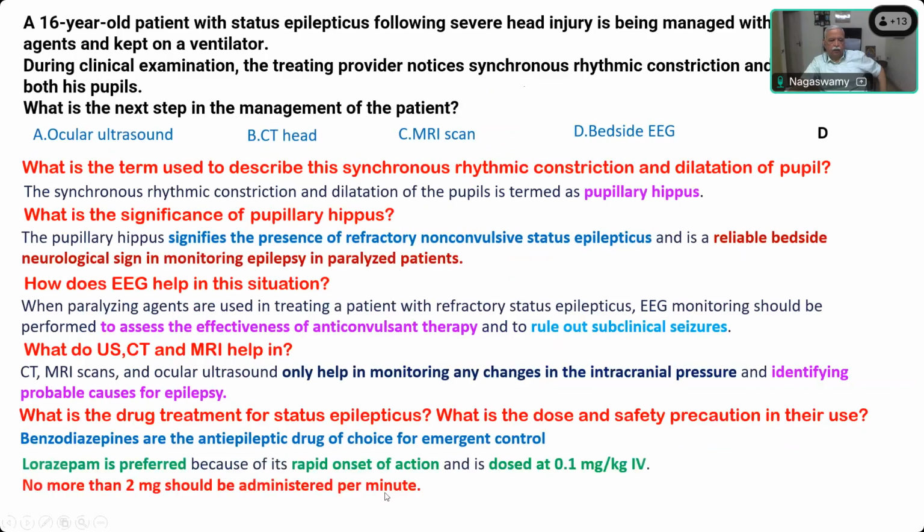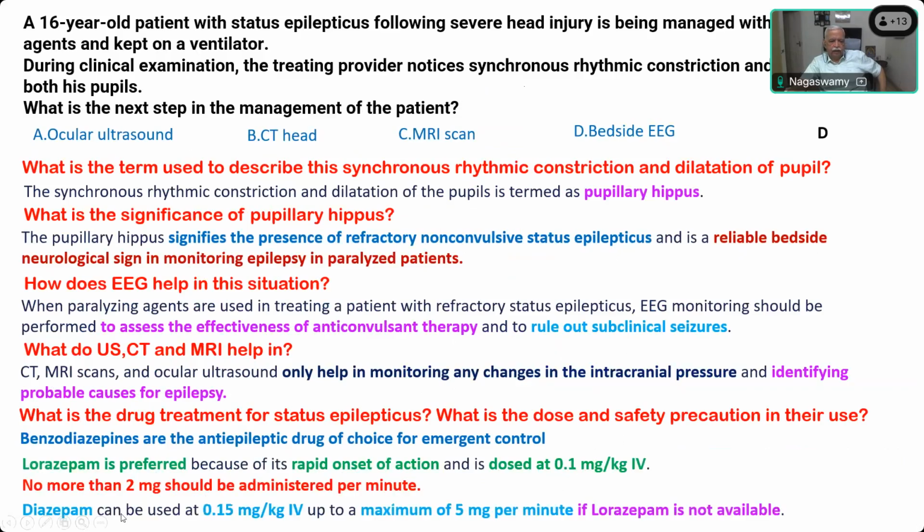For emergent control, lorazepam is preferred because it is rapid acting, at a dose of 0.1 milligram per kg IV, but no more than 2 milligrams should be administered per minute. The other drug is diazepam, which can be given at a dose of 0.15 milligram per kg, with a maximum of 5 milligram per minute, if lorazepam is not available. Okay, so these are the two drugs which can be used to control the epilepsy immediately.